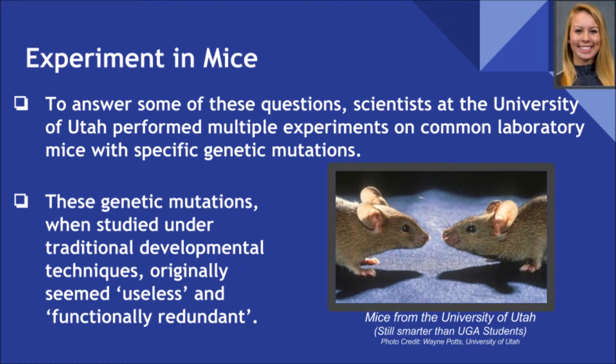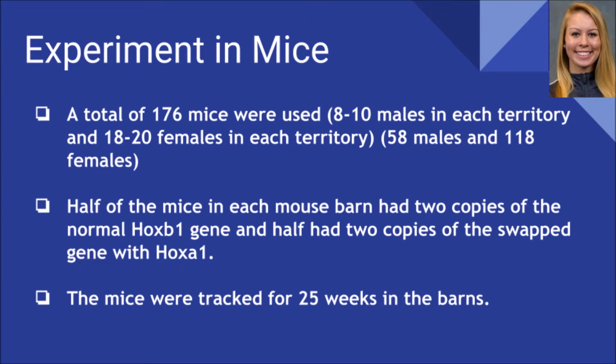To answer some of these questions, scientists at the University of Utah performed multiple experiments on common laboratory mice with specific genetic mutations, such as the HOXB1 and HOXA1 genes. These mutations, when studied under traditional developmental techniques, originally seemed useless and functionally redundant. They were thought to cause no effect on the mice. A total of 176 mice were used in the experiment, 8 to 10 males in each territory and 18 to 20 females in each territory. This was a total of 58 males and 118 females.